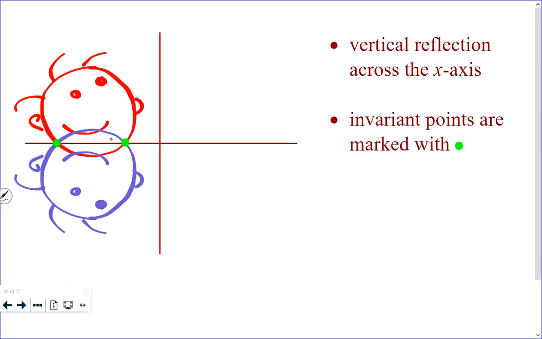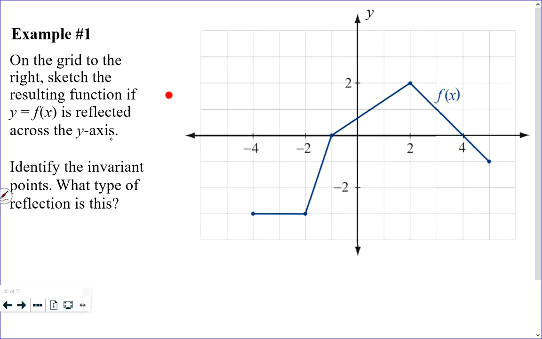I hope it's clear that this would have 2 invariant points as well. So are you with me on the general idea of what a horizontal reflection is, what a vertical reflection is, and what invariant points are? Okay, let's get back to the handout now.